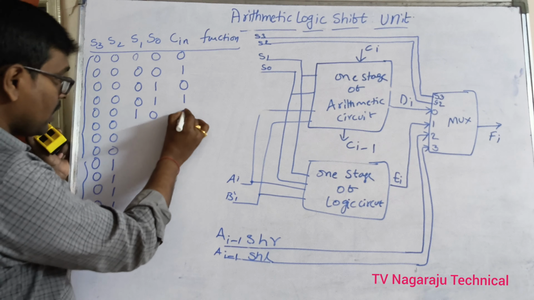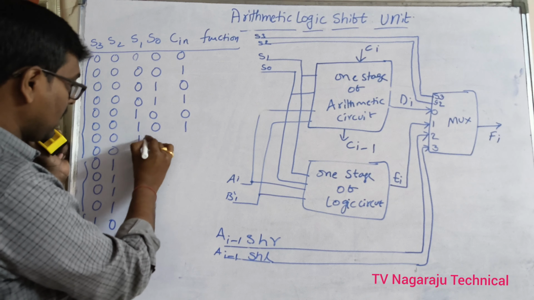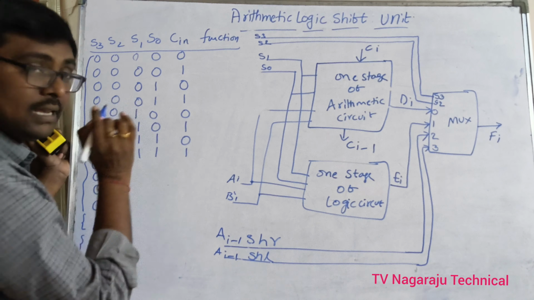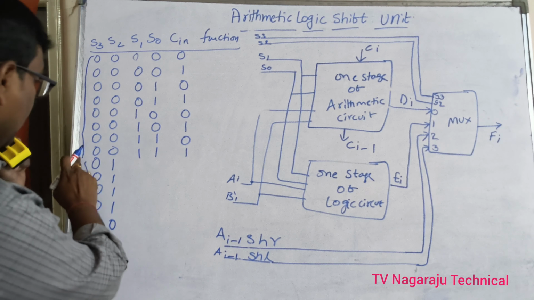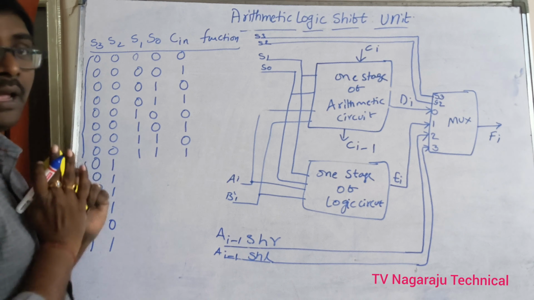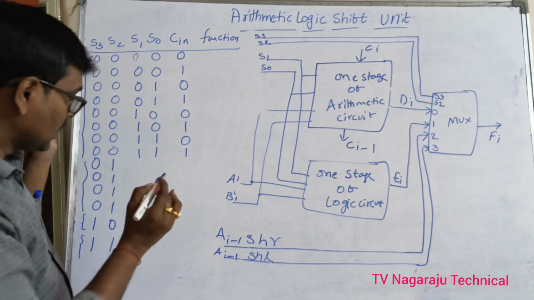For input 1, 0, the carry is 0; for 1, 0, the carry is 1. Finally, for 1, 1, the carry is 0, and for 1, 1, the carry is 1. Okay, completed? See: 1, 2, 3, 4, 5, 6, 7, 8. Those are the 8 arithmetic representations. And the same applies to the logic operations.